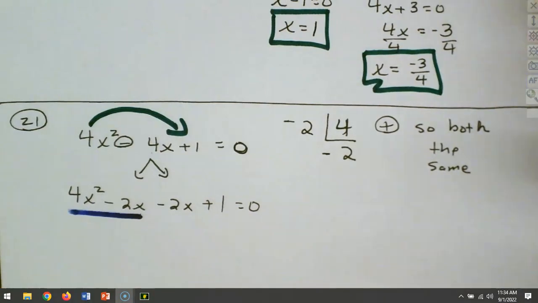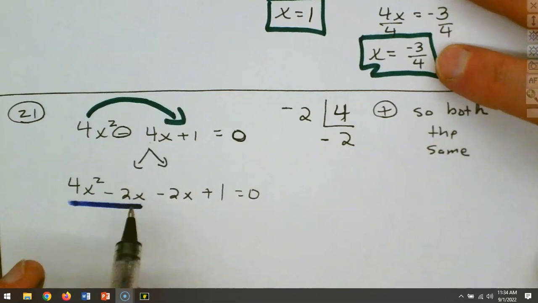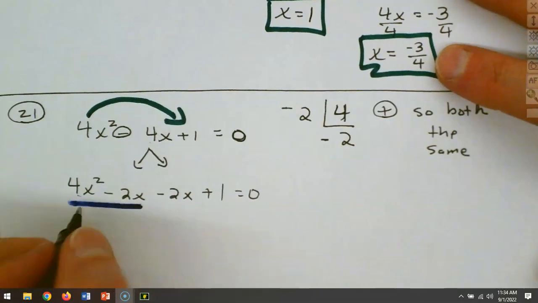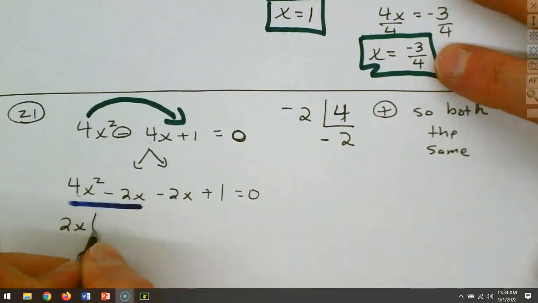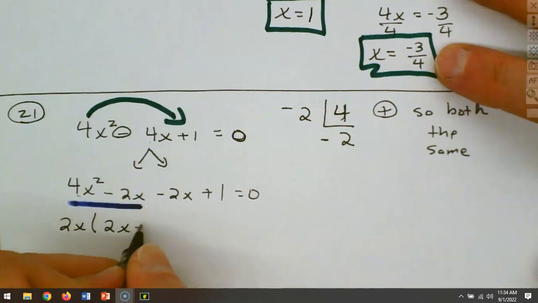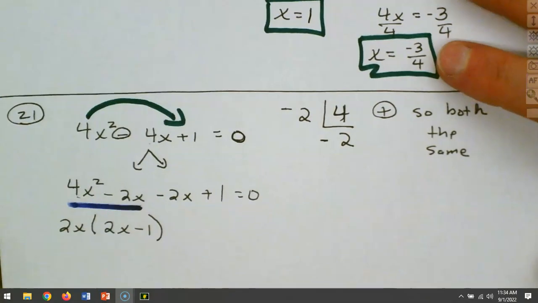4 and 2, what number do they have in common? What am I going to factor out of here? 2 and an x, right? And that leaves you now with, well, 4 divided by 2 is a 2x, minus 1.